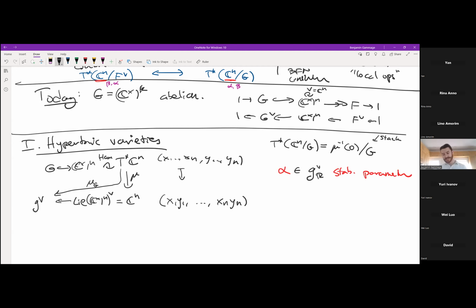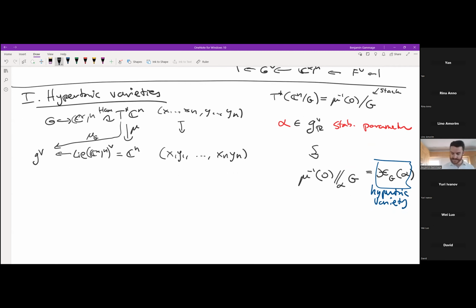And what that's going to do for me is, instead of taking a stacky quotient, I can take a GIT quotient, mu inverse of zero GIT quotient by G with parameter alpha. So really, maybe I should have taken alpha to be integral. That way it specifies a line bundle, or at least, if rational, it specifies some kind of rational line bundle. Whatever, it's specifying a chamber that I'm using to describe a GIT stability condition. So let me give this a name, let me call this X_G of alpha, I'll call this variety my hypertoric variety. So this is what I'm calling a hypertoric variety.